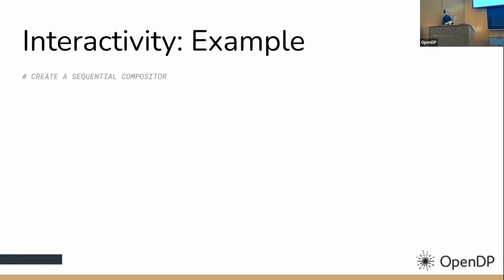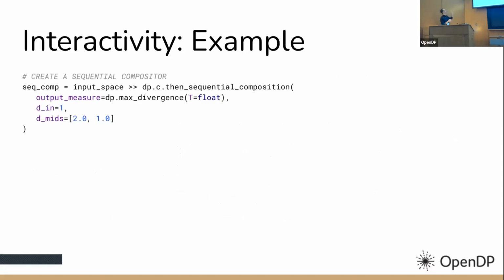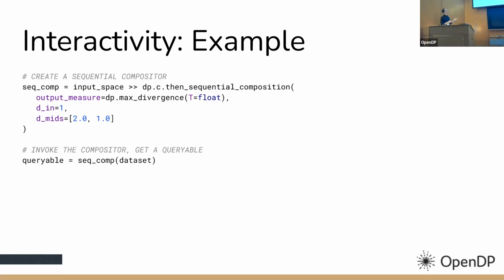Okay, and again, I'll show you something concrete. This is what they look like in practice. I'm going to make a sequential composition for an interactive measurement. So you don't need to necessarily see too much of the details here, but you can see the sort of shape of the code. Again, I have an input space, and I feed it into a constructor that makes me a sequential composition. That gives me, this guy right here, an interactive measurement. But it's only kind of interesting when I invoke that measurement and I get back my queryable. So I do that by invoking it on a data set, and here's my queryable.